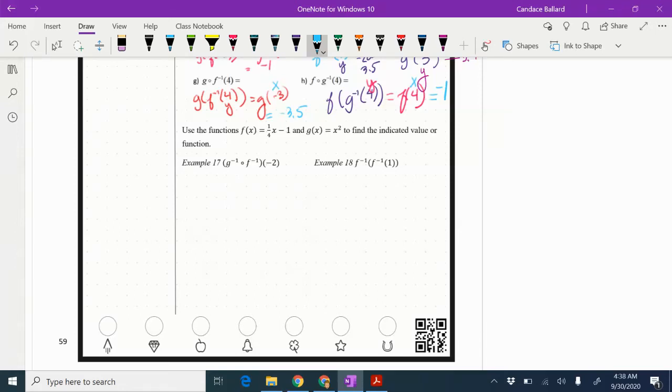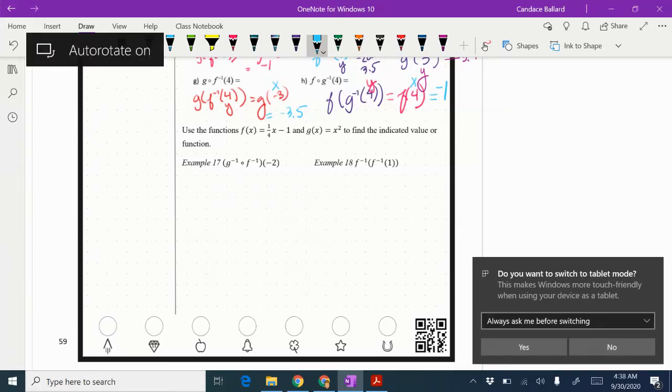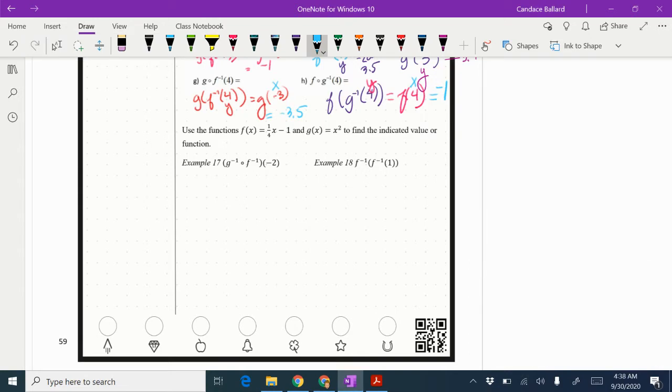So in this video, we're going to finish up the last two examples of topic 2.6, inverse functions. In this one, it gives us two functions, and then it says we are going to find the indicated value of each function. Notice that it wants us to find the inverse and plug this in. So it looks like, and I'm going to do the work one time, I need to find the inverse function for both f and g.